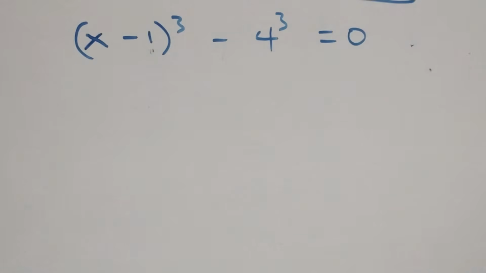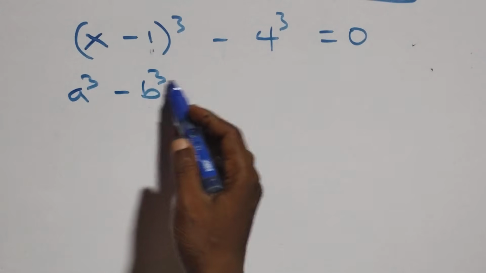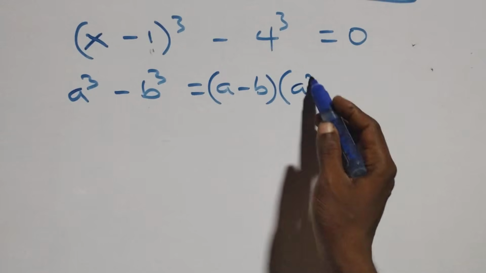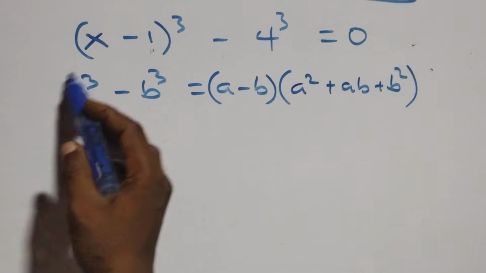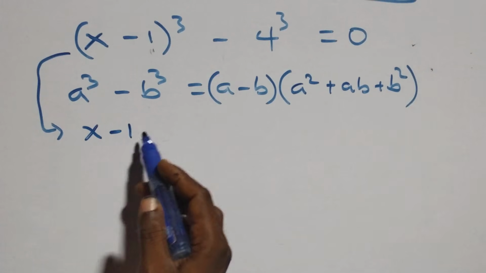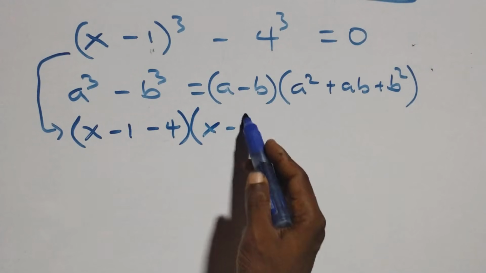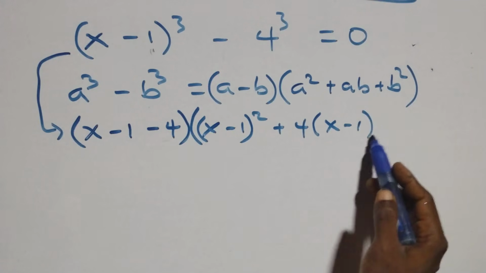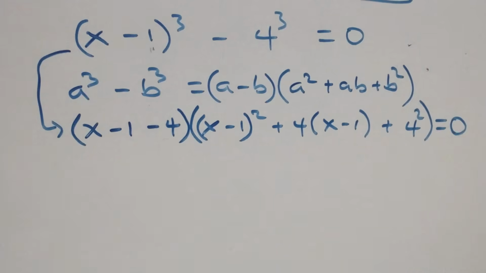Then, solving for the second case here, this also follows when we have a cubed minus b cubed, which is the same thing as a minus b into bracket, open bracket a squared plus ab plus b squared. What we have here becomes x minus 1 minus 4 into bracket, also open bracket x minus 1 whole squared plus 4 times x minus 1 plus 4 squared, close bracket, equals 0 here.